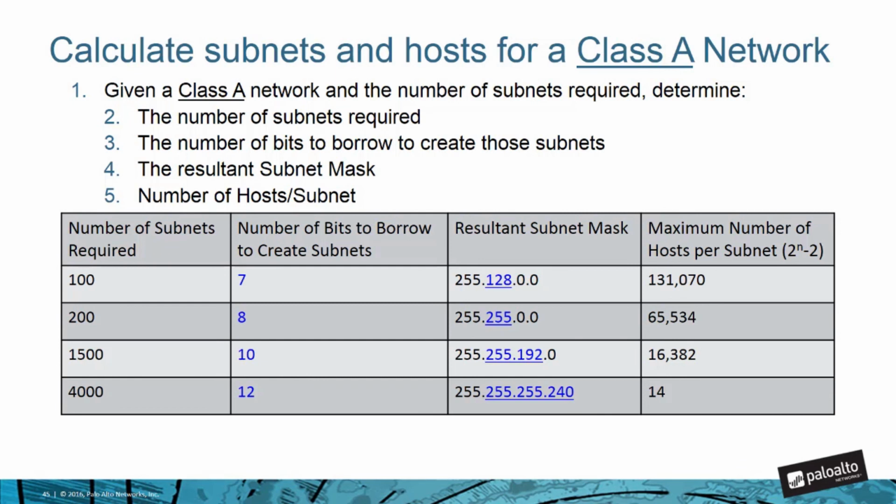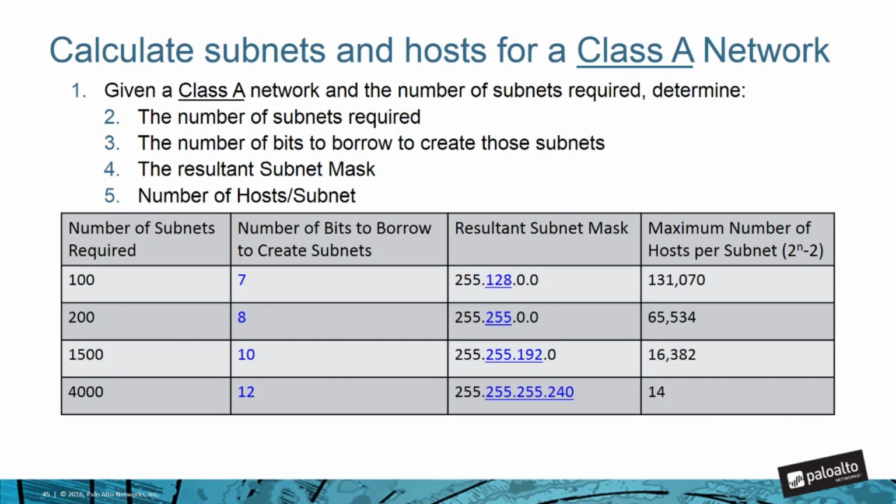When we move from 200 to 1500 subnets, I have to actually borrow 2 more bits, or my resultant subnet mask in this case goes to 255.255.192.0. And again, notice the relationship there on the number of hosts. The last one here is 4,000 subnets that are required, and for this we would borrow 2 more bits, going from 10 to 12. Notice my subnet mask now is all the way down into the last octet, and notice how many hosts per subnet are left over as a result of that.